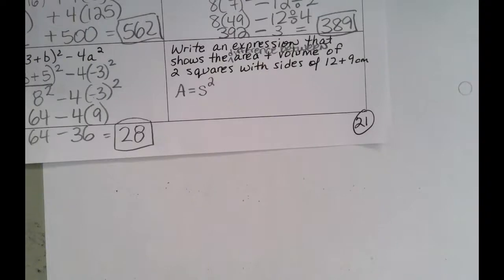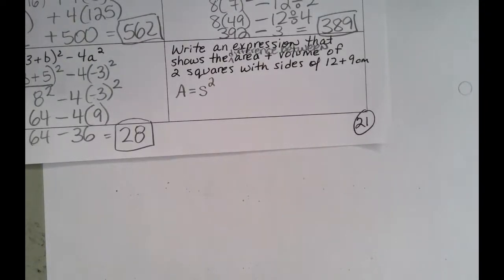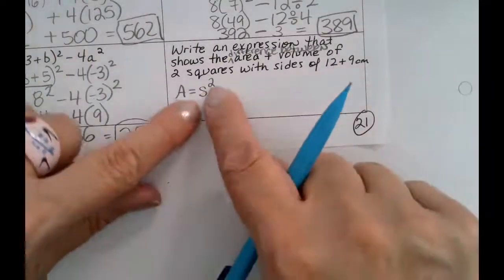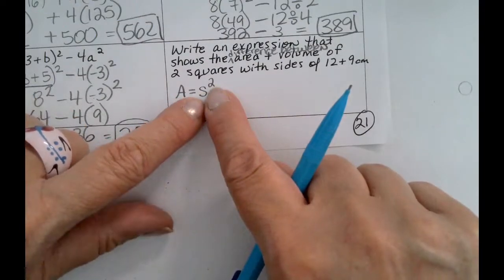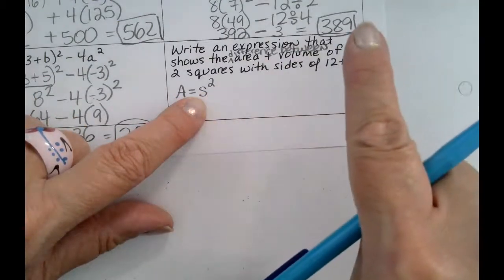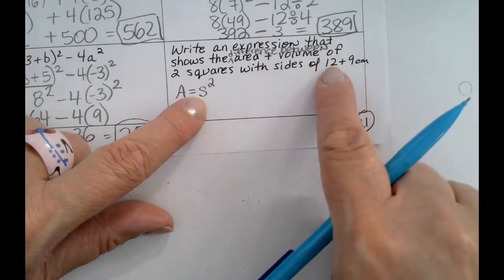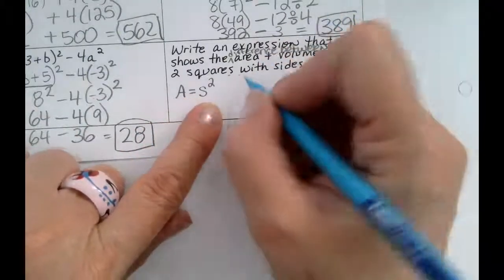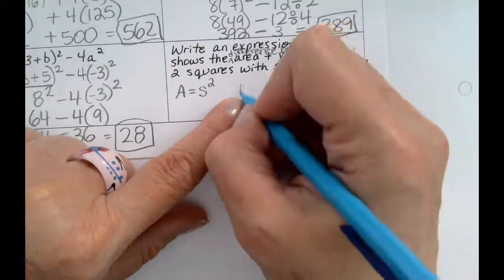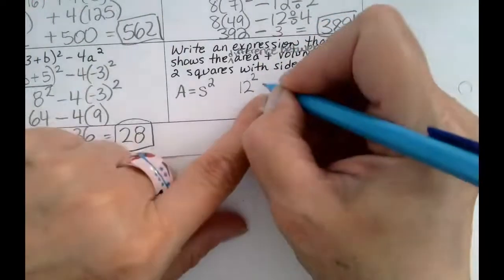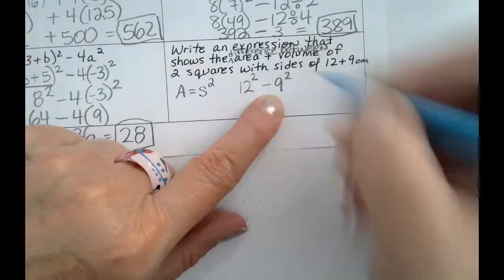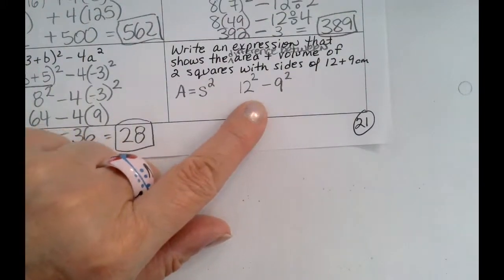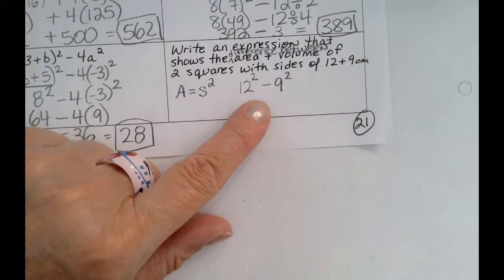So how do I calculate the area of the first square? Knowing that the formula is side squared. What's the side length of the first square? 12. Right? What's the side length of the second square? 9. So this is what we would do. We would take the area of the first square and I would subtract the area of the second square. That would give me the difference.